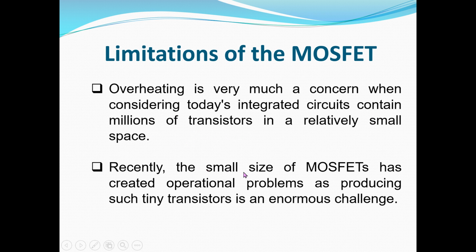Recently, the small size of MOSFETs has created operational problems, such as producing such tiny transistors being an enormous challenge. Nowadays the technology is nearly 2 nanometer technology, and you can imagine how small 2 nanometers is. The thickness of a human hair is nearly 90,000 nanometers, and the size of a transistor is only 2 nanometers. You can imagine how small a transistor is. So building that kind of transistor is a great challenge.